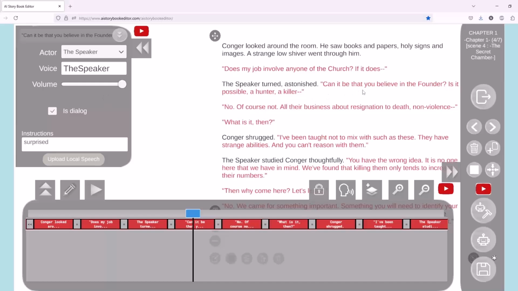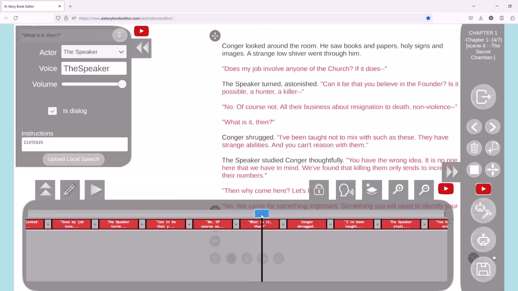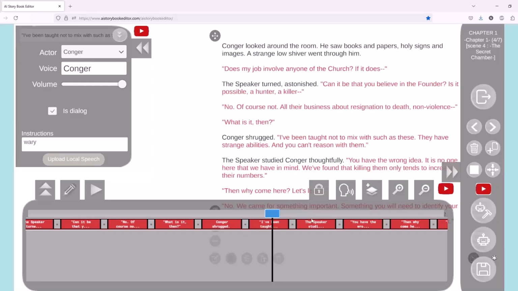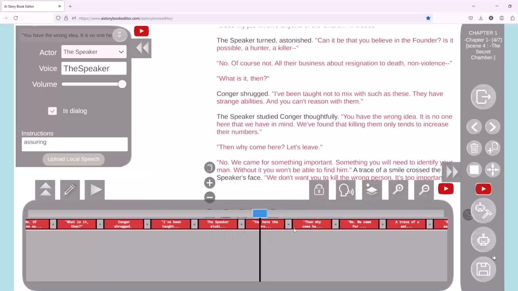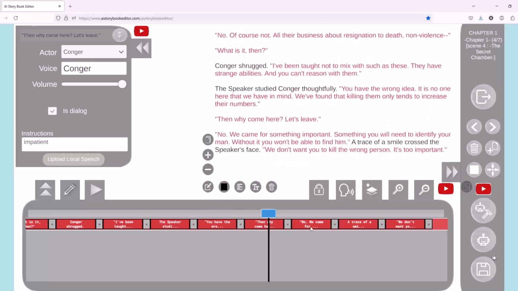Can it be that you believe in the founder? This is a speaker. No, of course not. It's Conger. Then it's a speaker, Conger, and the speaker. You have the wrong idea. Then Conger. Then why come here? This is Conger, then the speaker, and a speaker.